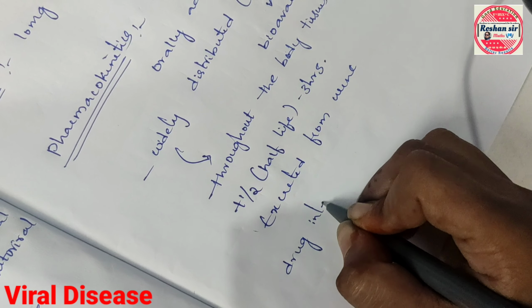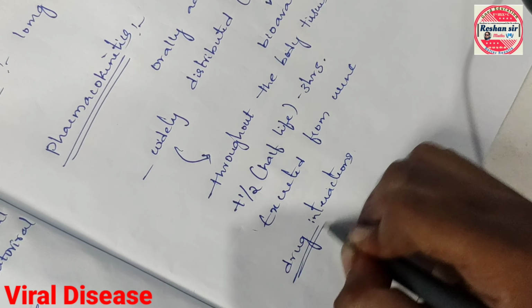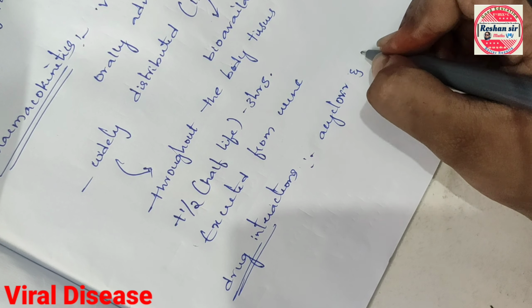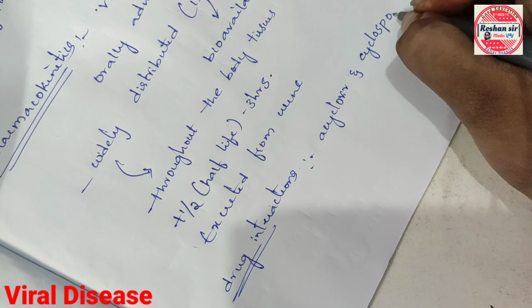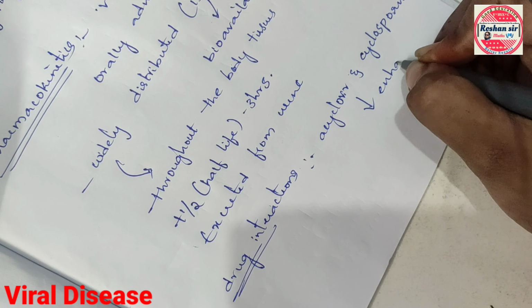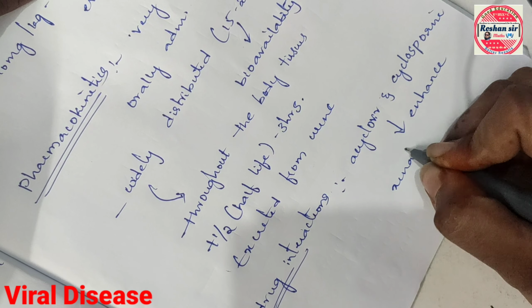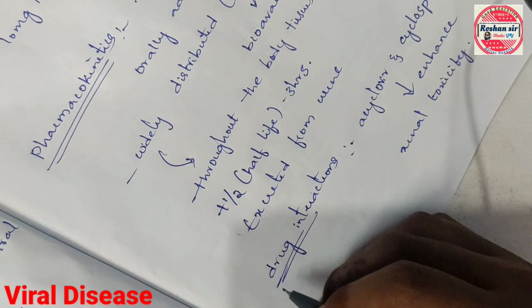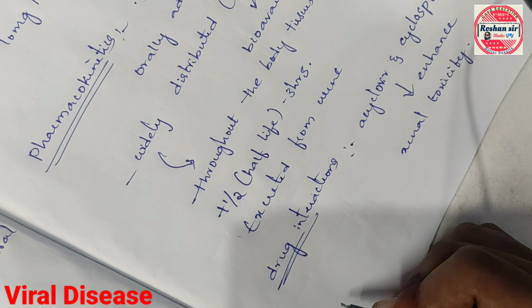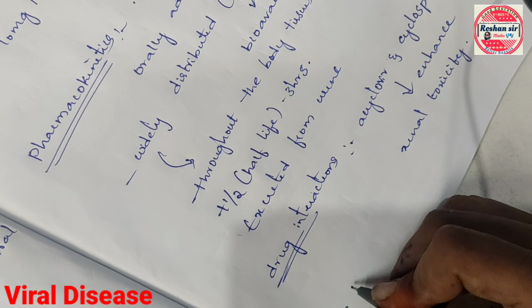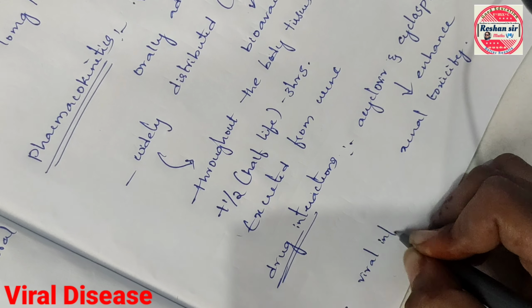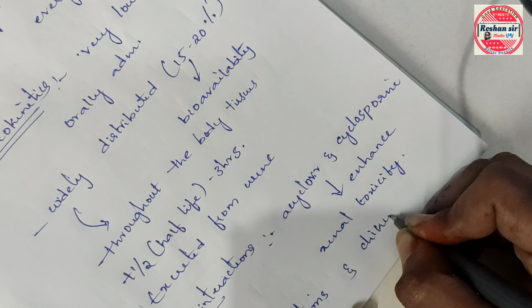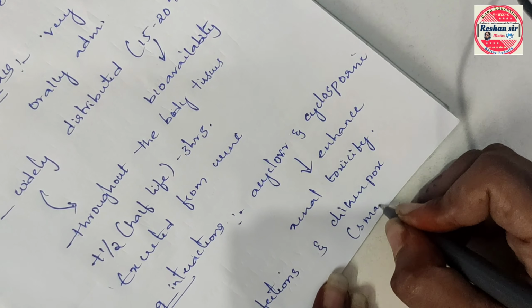Drug interactions. If acyclovir is administered with cyclosporine, it may enhance renal toxicity. These are all the antiviral drugs which are used to treat viral infections and chickenpox, or else we can call it smallpox.